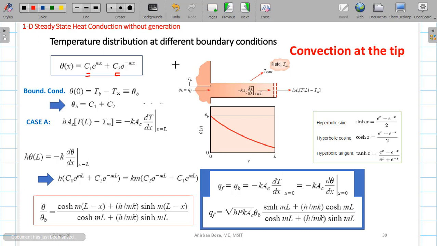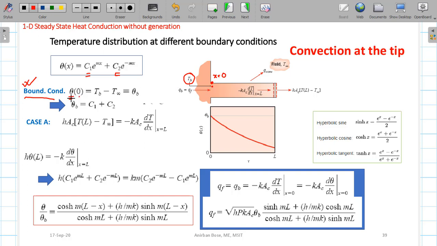So the first boundary condition we are considering is a Dirichlet boundary condition. That means at x is equal to 0, we know the temperature is Tb. So Tb is the temperature at x is equal to 0. This is one piece of information. So what is the value of theta at x is equal to 0?